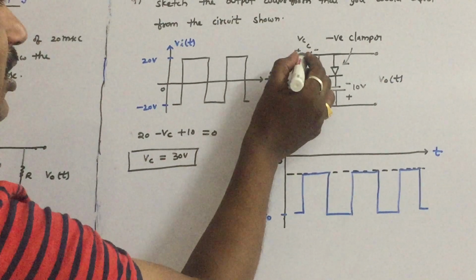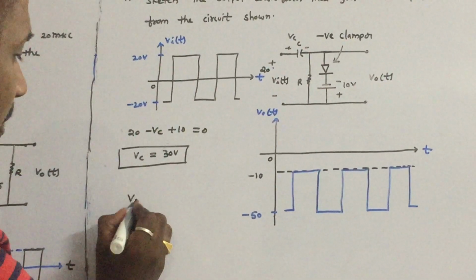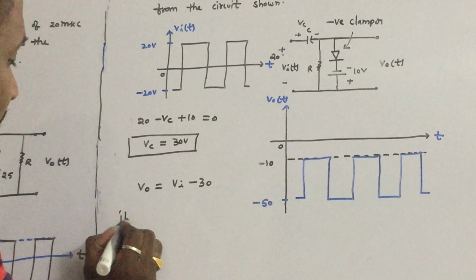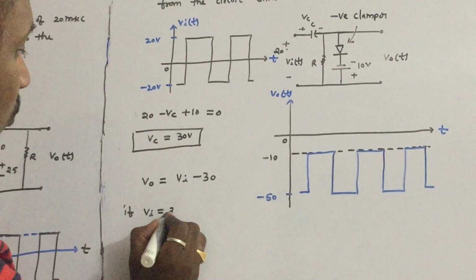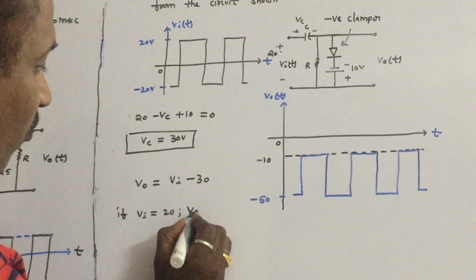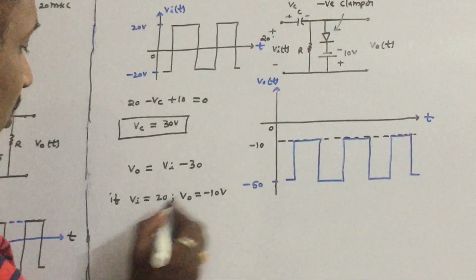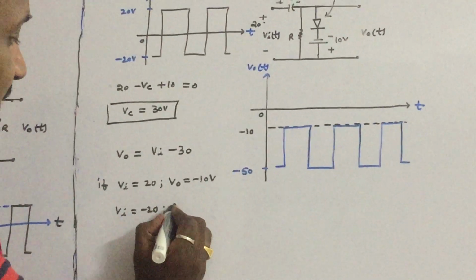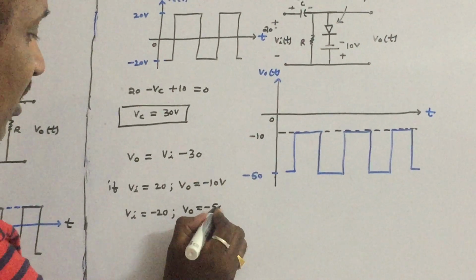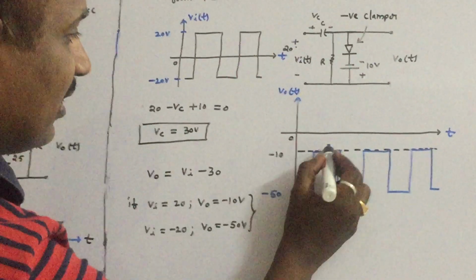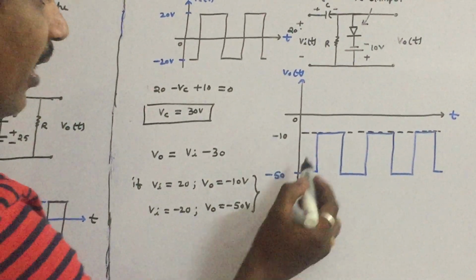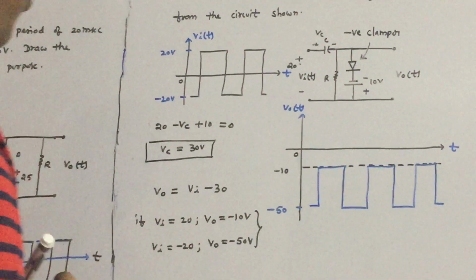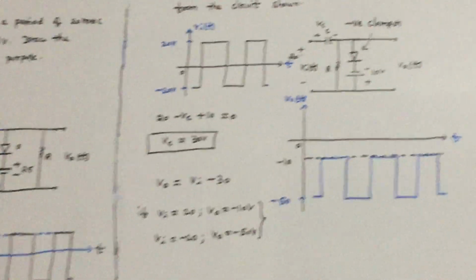Once it is charged to 30 volts, what is the output expression? The output expression is simply Vi minus 30, you can cross check that. If Vi is equal to 20, V0 is equal to minus 10 volts. If Vi is equal to minus 20, if you substitute minus 20, V0 is equal to minus 50 volts. So you can cross check, this waveform is oscillating between minus 10 and minus 50, a square wave. So this is the simple answer for this very simple question in the examination. Thank you.